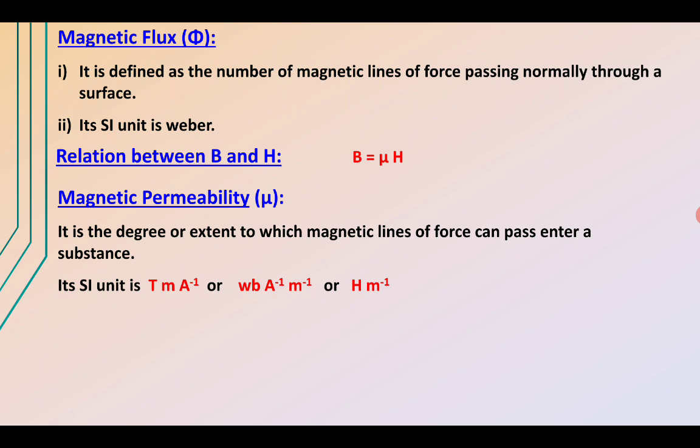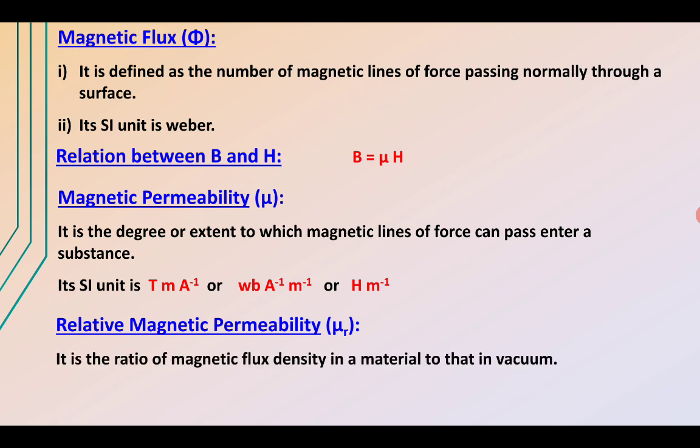Next is relative magnetic permeability, that is mu r. As the word relative suggests, this is a ratio: the ratio of magnetic flux density in a material to that in vacuum. It can also be defined as the ratio of absolute permeability of the material to that in vacuum, that is mu r is equal to B by B naught, or mu r is equal to mu upon mu naught.